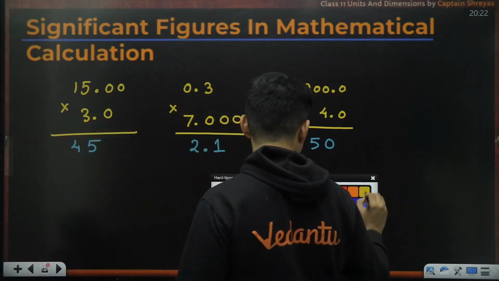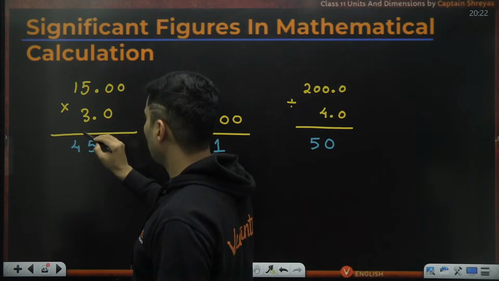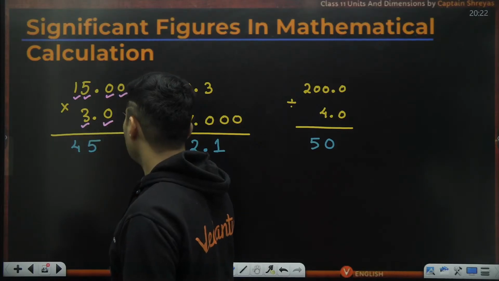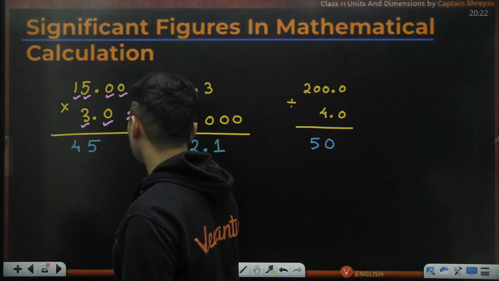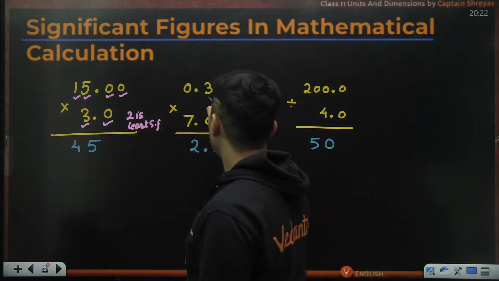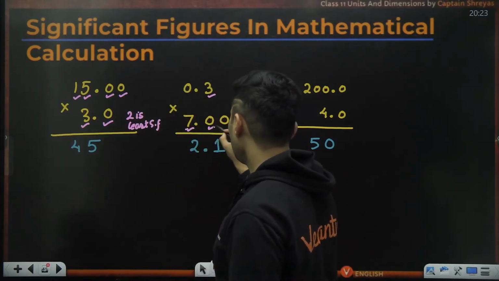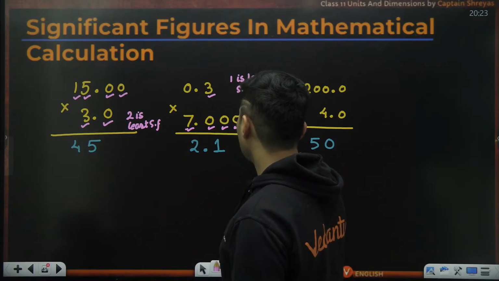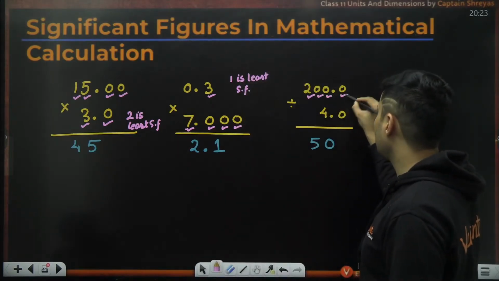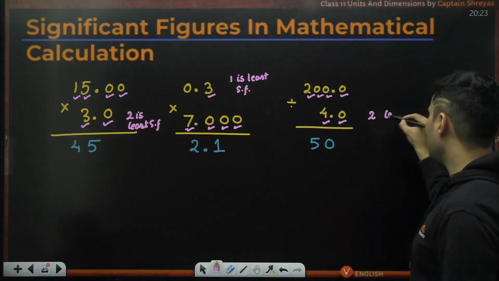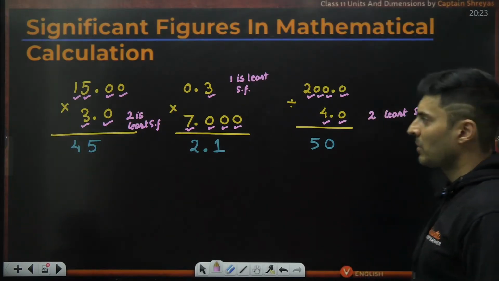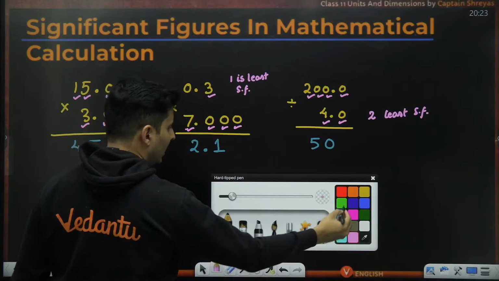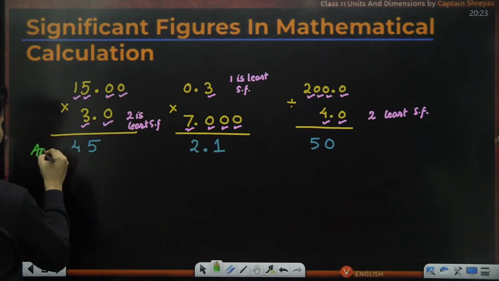Now let's look at the significant figures. This has 1, 2, 3, 4. This has 1, 2. So 2 is basically the least significant figure. Here only this is significant. Here this and this 4 are there. So 1 is basically the least significant figure. Here this, this and this are significant. So 2 is basically the least significant figure. The final answer should also contain the least significant figures. So 2, that means 45. You don't have to do anything. 45 already has 2 significant figures. So this is the answer.